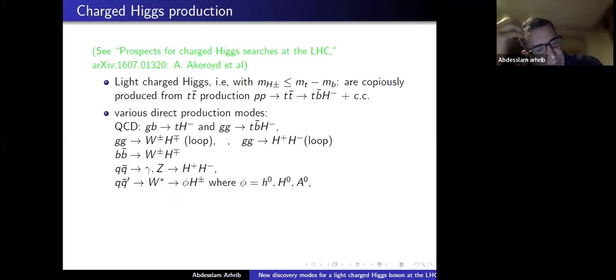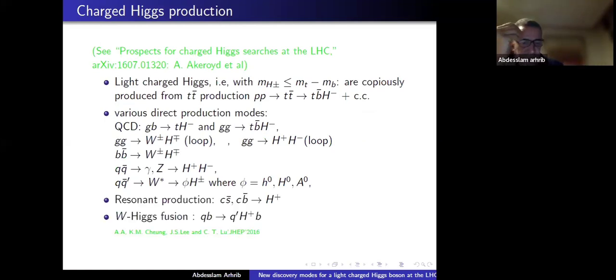Okay, so now we'll discuss the production of the charged Higgs, the mechanism of production of such a charged Higgs particle. There is a very nice review written in 2016 by a group of people, including myself.